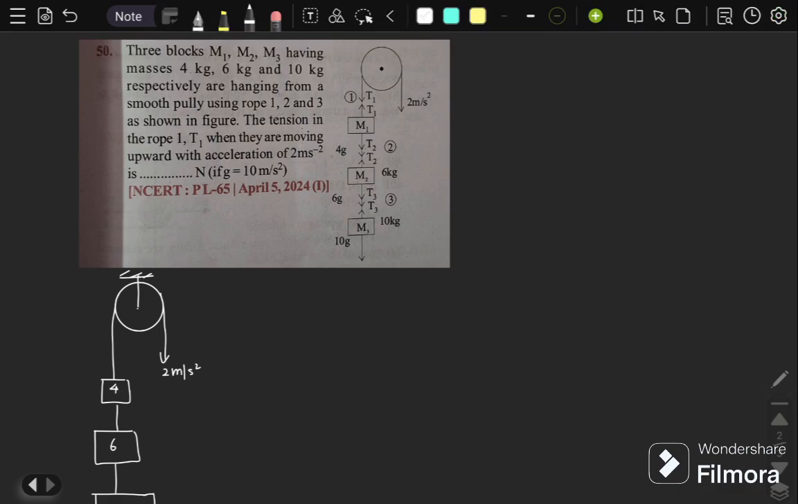Let's see this question. This is a JEE question. We are given the diagram, and M1, M2, and M3 are 4 kg, 6 kg, and 10 kg. They're asking us the tension in the first rope, which is T1. So they're asking for this value when the whole system moves with an acceleration of 2 meter per second square.